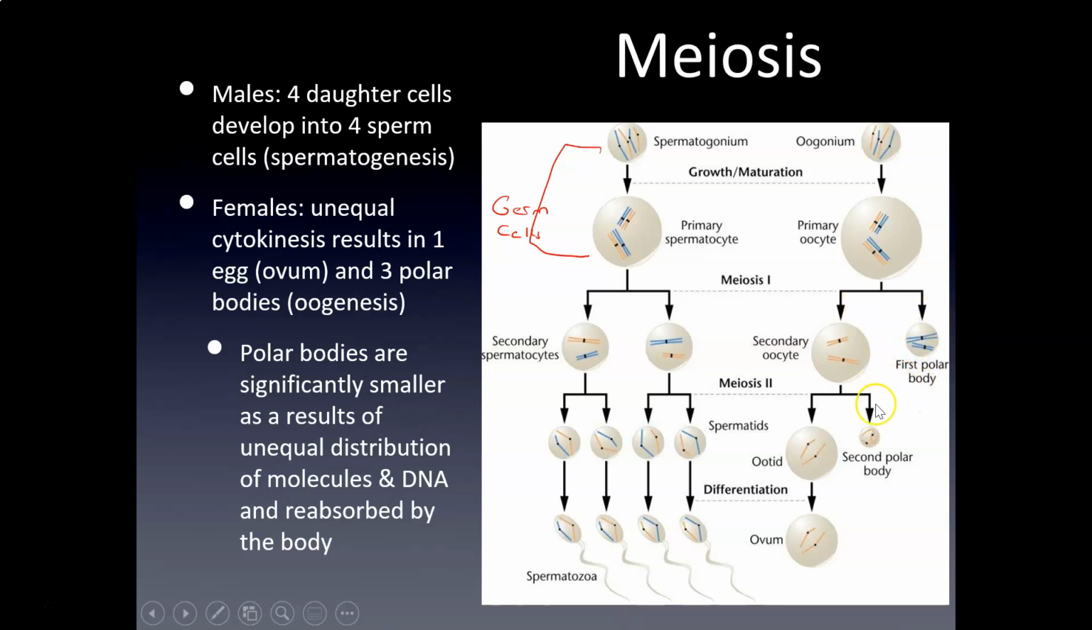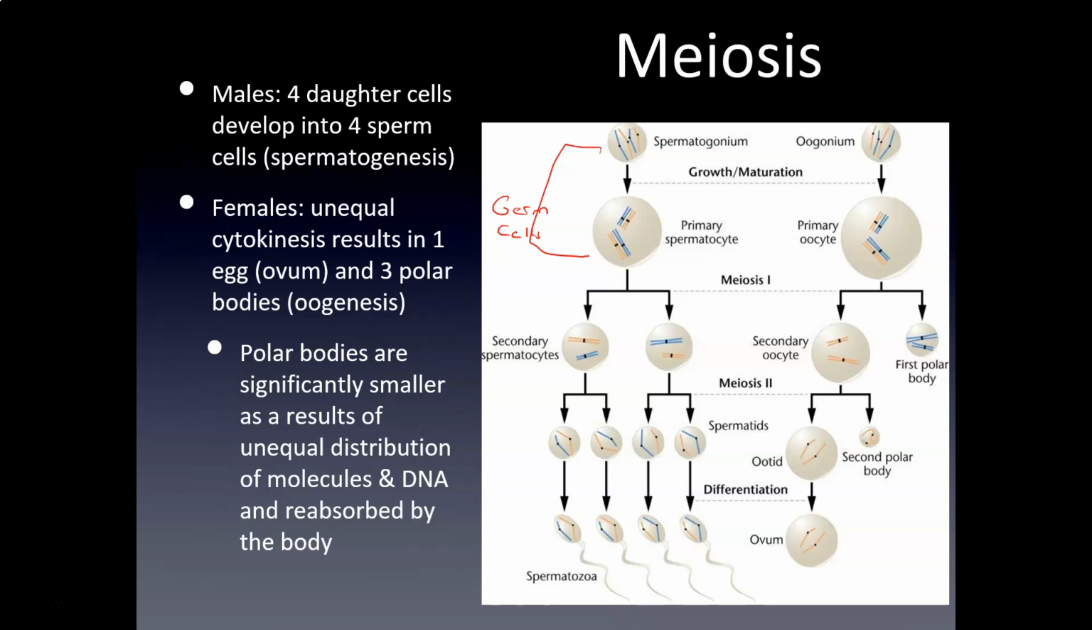She goes through the second round of division, and again, there's an unequal distribution of cytoplasm. The egg that she ultimately produces, or that ovum, is much bigger than these 4 sperm here in terms of their cytoplasmic contents. And there's a reason for it. So she's going to go from 1 germ cell to a single egg and these 3 things called polar bodies. All right.